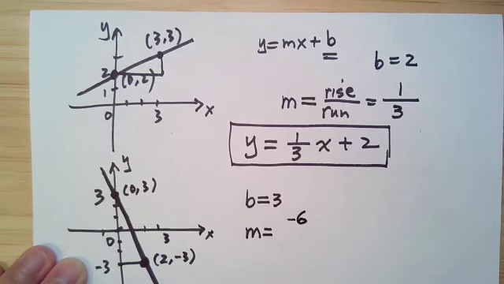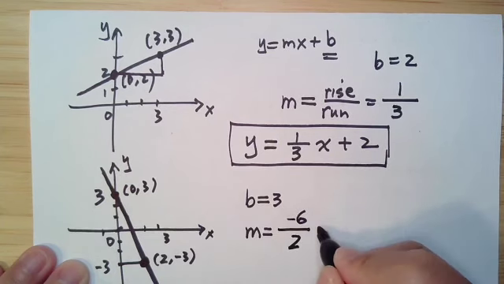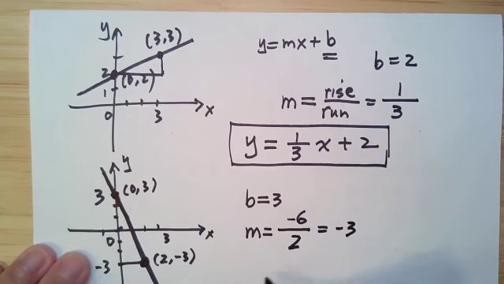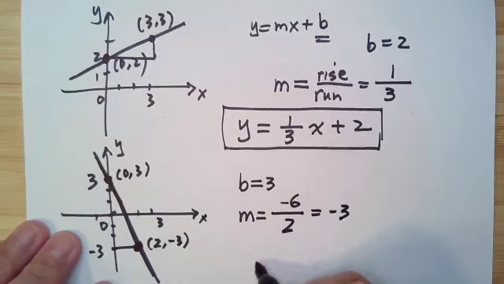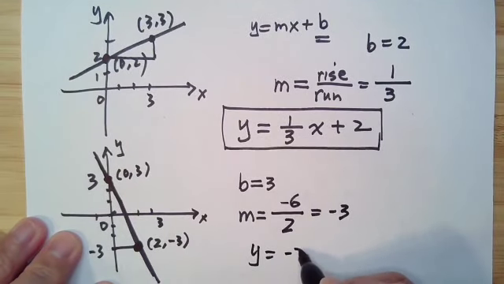This is the tricky part, when you have a negative slope. And then the run goes from 0 to 2. So the run is 2. So the slope is negative 3. Therefore, the equation looks like this: y equals negative 3x plus 3.